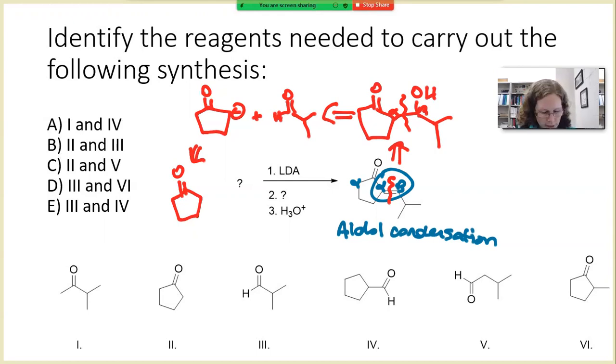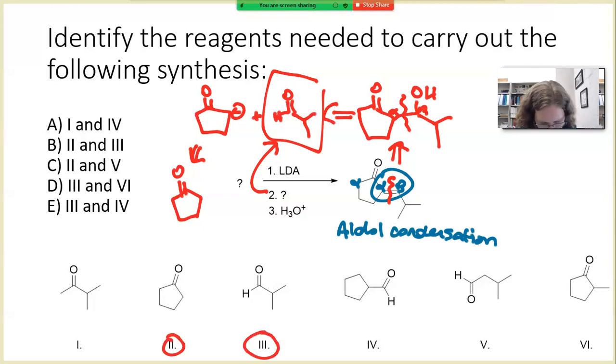And then 2 is this molecule right here, our aldehyde that we added in. And then the H3O plus would help to favor the condensation reaction. So in this case, if we're to solve this question, think about what reagents we needed. We needed cyclopentanone, which is 2. And then we needed an aldehyde, which is molecule 3. By adding 2 and 3 together, we get answer choice B, and that gives us the condensation product that we formed here.